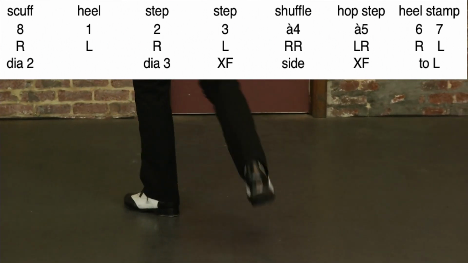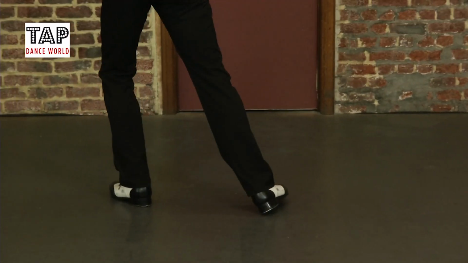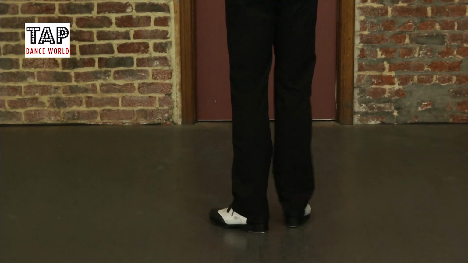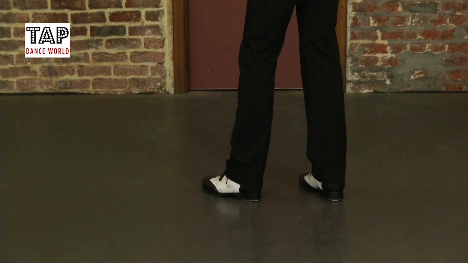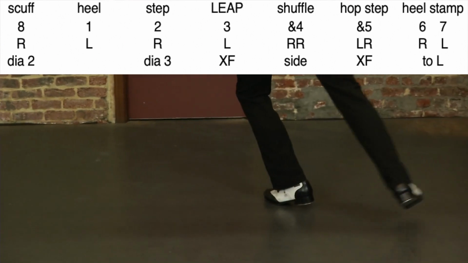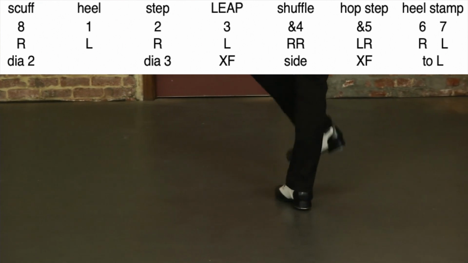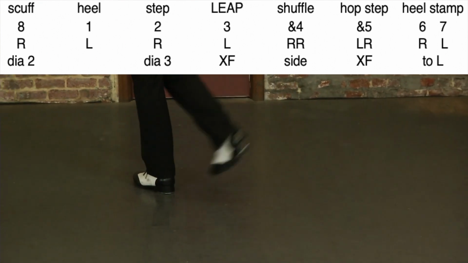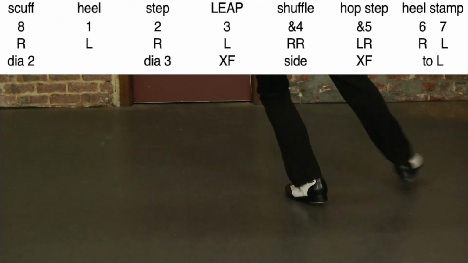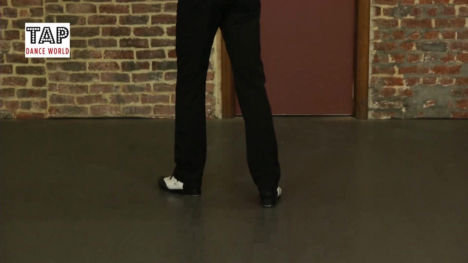Scat, heel, step, step, shuffle, upstep, heel, stomp. Now, if I go quicker, I will do a leap. I replace the step, scat, heel, step, step, by a leap, scat, heel, step, leap, shuffle, up, step, heel, step. 5, 6, 5, 6, 7.